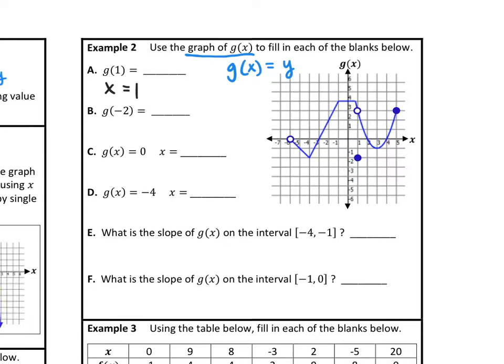And I'll call that point A, since we're on question A. And what's the location of that point? What's the coordinate of that point? It looks like 1, -2. So this point is at 1, -2. So at this point, the x value is 1, and the y value is -2.